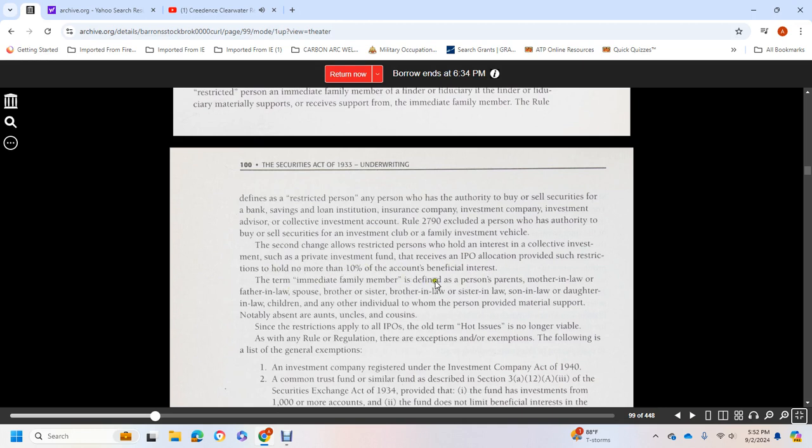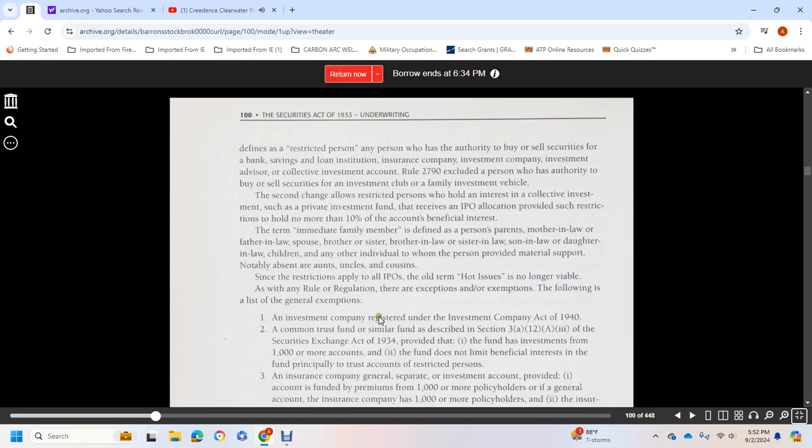The term immediate family member is defined to include parents, mother-in-law, father-in-law, spouse, brother, sister, brother-in-law, sister-in-law, son-in-law, daughter-in-law, and children, or any other individual to whom the person provides material support. Notably absent are uncles, aunts, and cousins. Since the restriction applies to all IPOs, the old term hot issue is no longer viable.